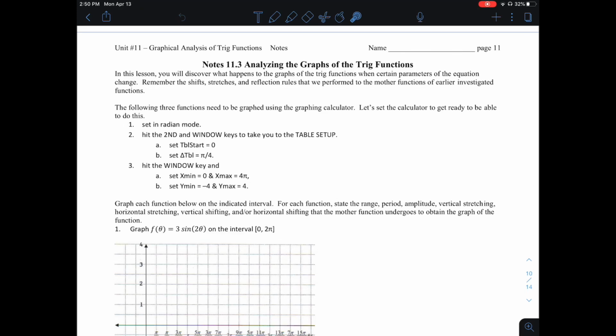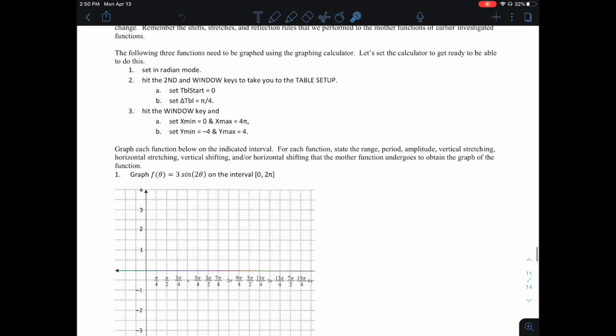What you want to do first is get your calculator out and put it in Radian mode. To do that, you hit Mode, and then go to Radians, hit Enter, and then hit Second Quit. Then go to Second Window to change your table setup. Set up your table to be starting at 0 and set your table step to pi/4.